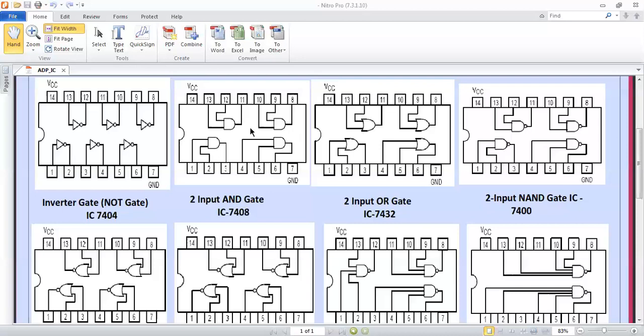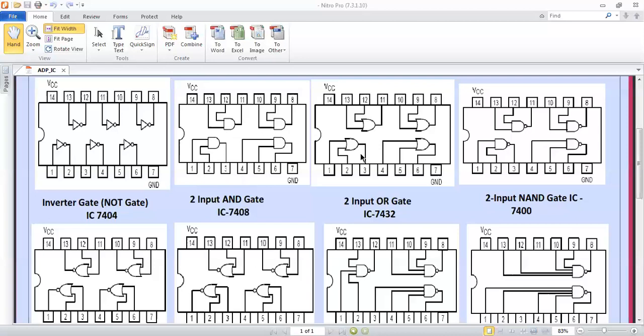Now, the AND IC works on the equation A dot B equals output. For example, X is the output and A, B are the inputs, so A dot B equals X. That is a product equation. These ICs work on the basis of the product equation. Here there are 4 different gates.